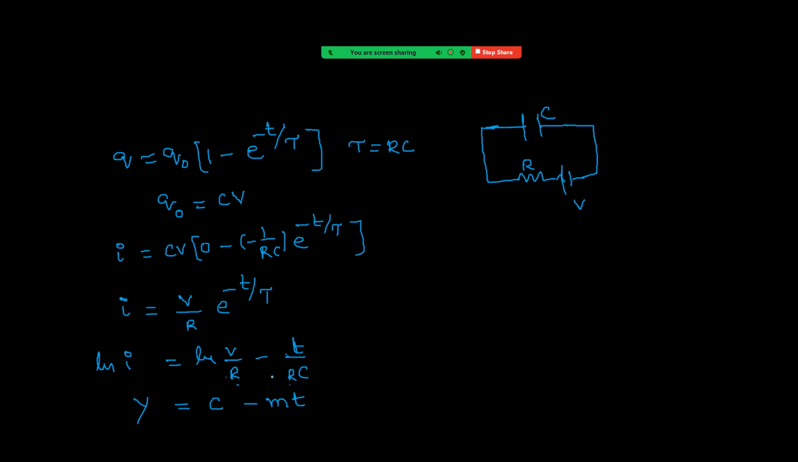And see for which one it is less. So we can say that for Q, the modulus of slope is less. That means the option is Q. Since the graph is given for ln I as a function of time, we have taken ln on both sides and just compared it.